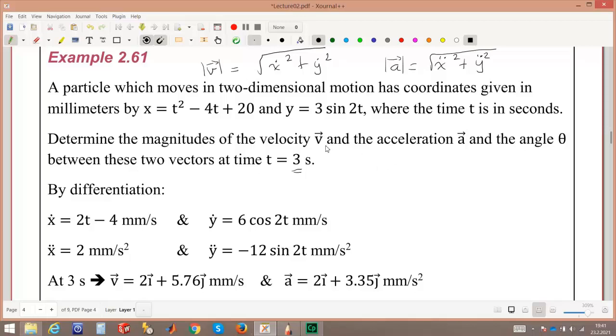Another thing that is asked is the angle between these two vectors. Now that's interesting. The other part is basic differentiation, so you can differentiate these with respect to time and find out that x dot will be just 2t minus 4, and then take the second derivative, it will be 2, so it's not very interesting, but the other part is a little bit interesting. There's a vector of velocity, let's say this is the vector of acceleration at any time, okay? And we are asked to find the angle between these two vectors.